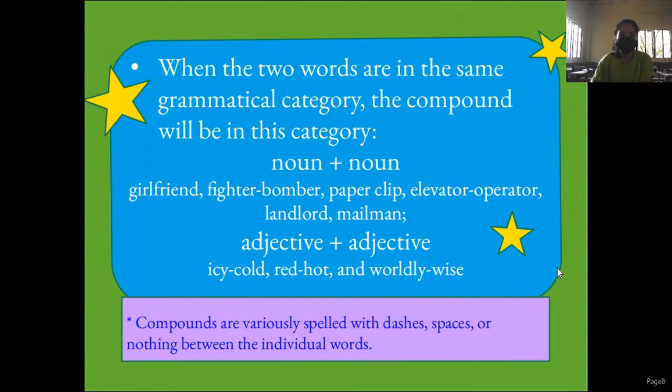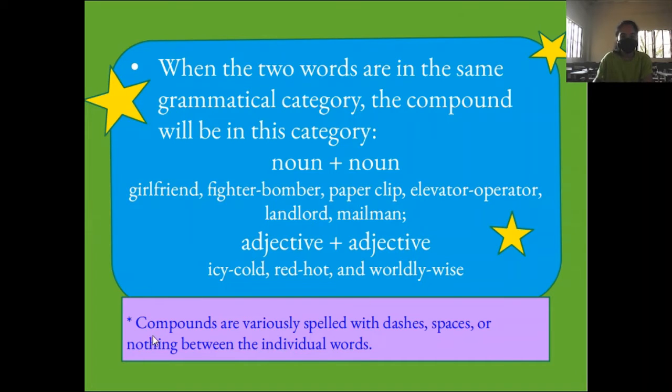Let's continue. When the two words are in the same grammatical category, the compound will be in this category. So if the two words joined together have the same grammatical category, like girlfriend, girl is a noun and friend is a noun, the word girlfriend will be in the noun category. Fighter, bomber, paperclip, elevator operator, landlord, mailman. And adjective plus adjective: icy cold, red hot, and worldly wise.